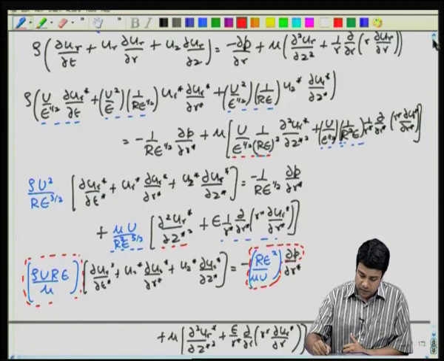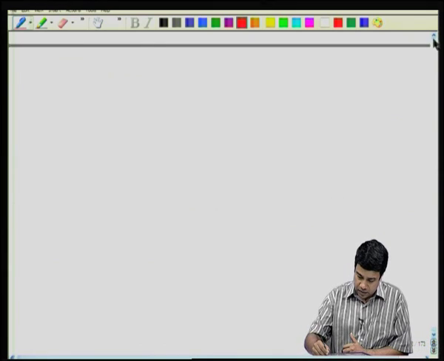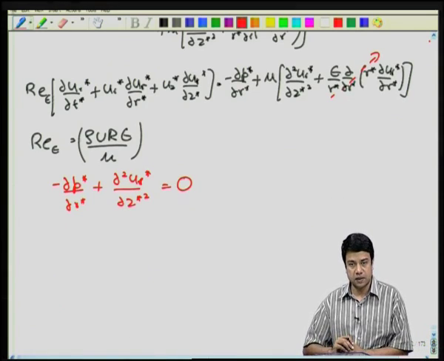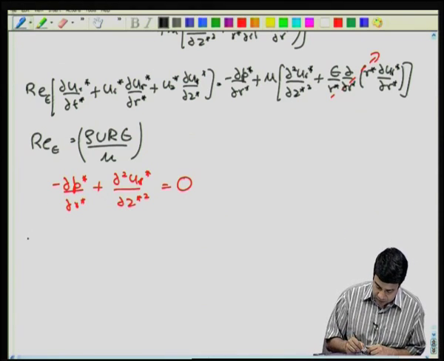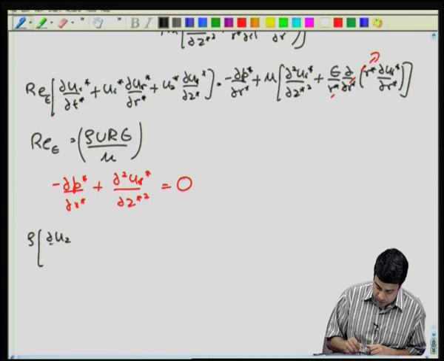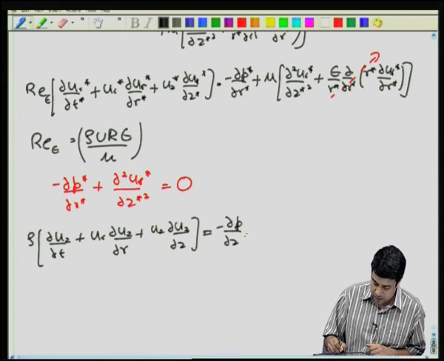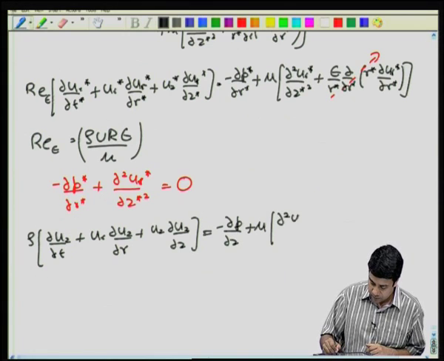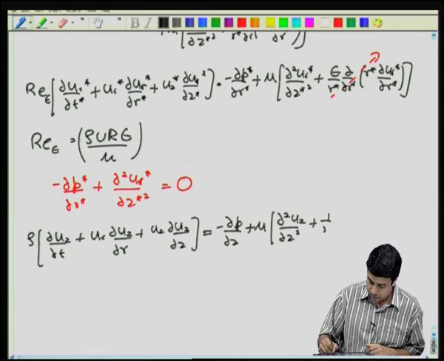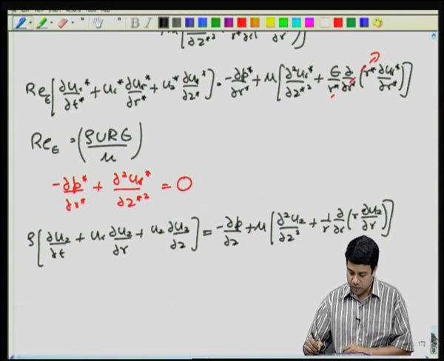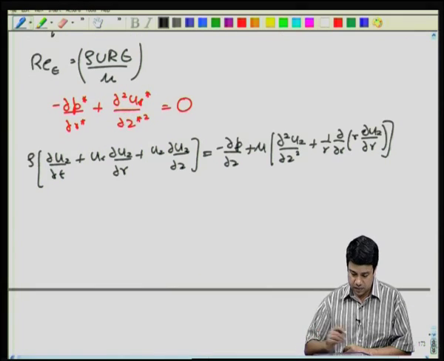So, next we have to solve the momentum conservation equation in the z coordinate, in the cross stream direction. So, let us go through that. Rho into partial u z by partial t plus u r partial u z by partial r plus u z partial u z by partial z is equal to minus partial p by partial z plus mu, and that is the complete momentum conservation equation in the z direction.